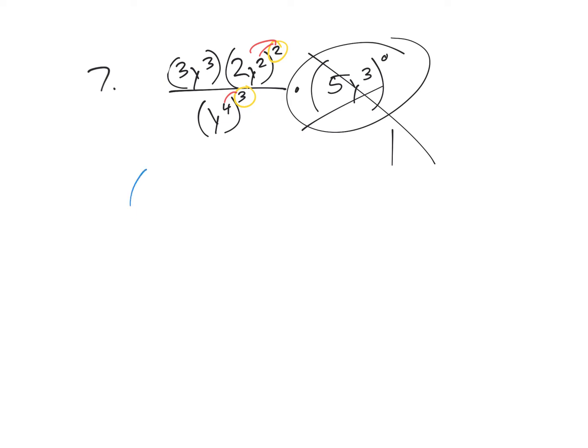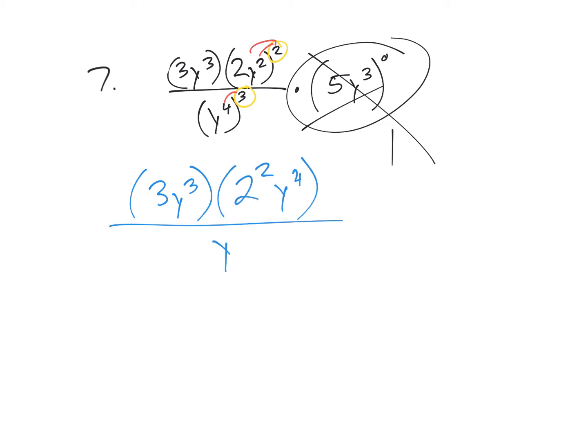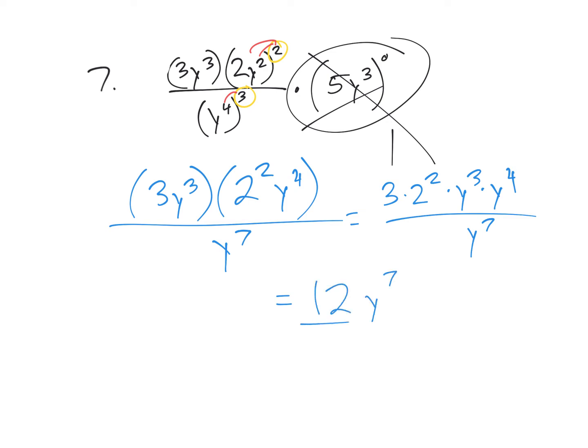All right, so we still have 3y cubed. But now this becomes 2 squared y to the 4th and y to the 7th on the bottom. Now again, there's no addition and subtraction signs, so we can put everything together. 3 times 2 squared times y cubed times y to the 4th all over y to the 7th. 2 squared is 4, 3 times 4 is 12. On the top we have y to the 7th, on the bottom we have y to the 7th. Those reduce to 1. 12 is the answer.